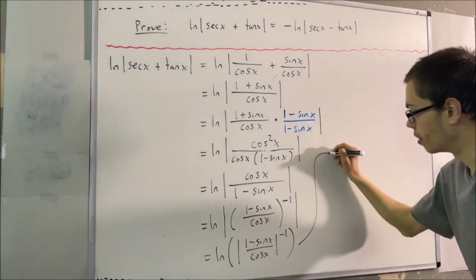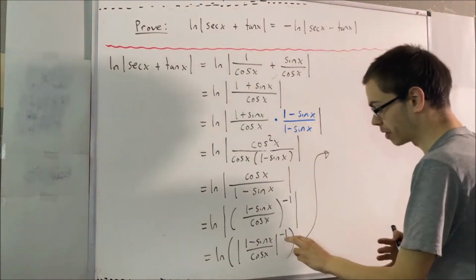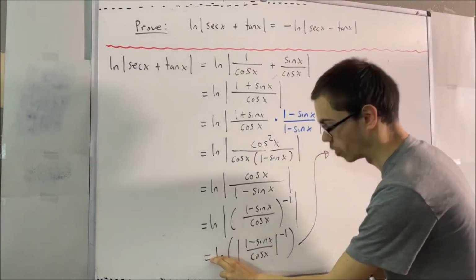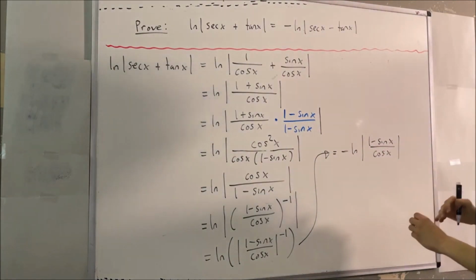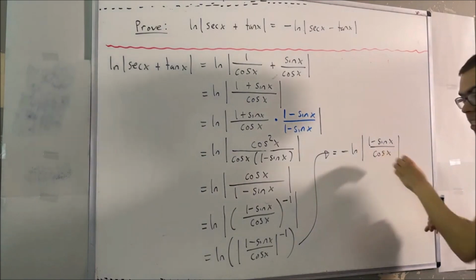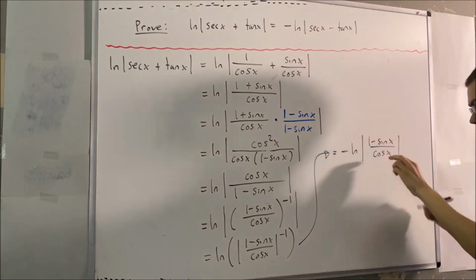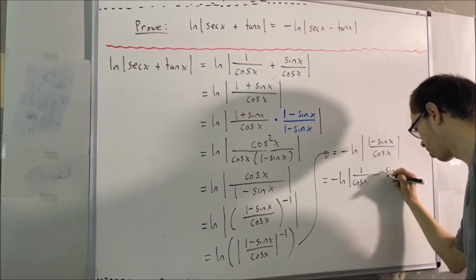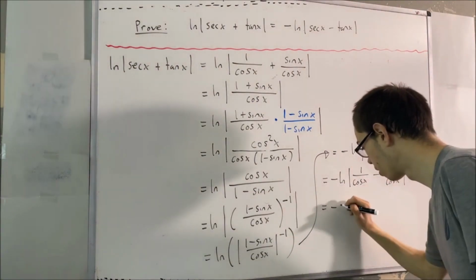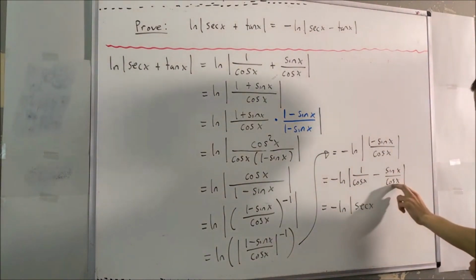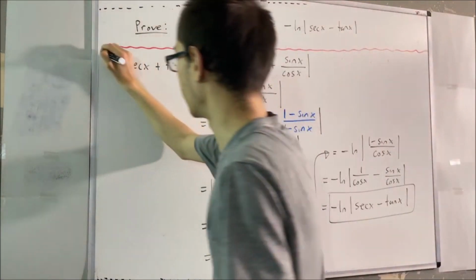And now what we're going to do is we're going to use the logarithm power rule, right? The logarithm power rule says that we're allowed to move this exponent to the front of the logarithm. And so this is what we get. And now we can take this fraction and we could split it up into two fractions. We would get 1 over cosine minus sine over cosine. But we know that 1 over cosine is just secant, and sine over cosine is just tangent. And so this is in fact equal to this.